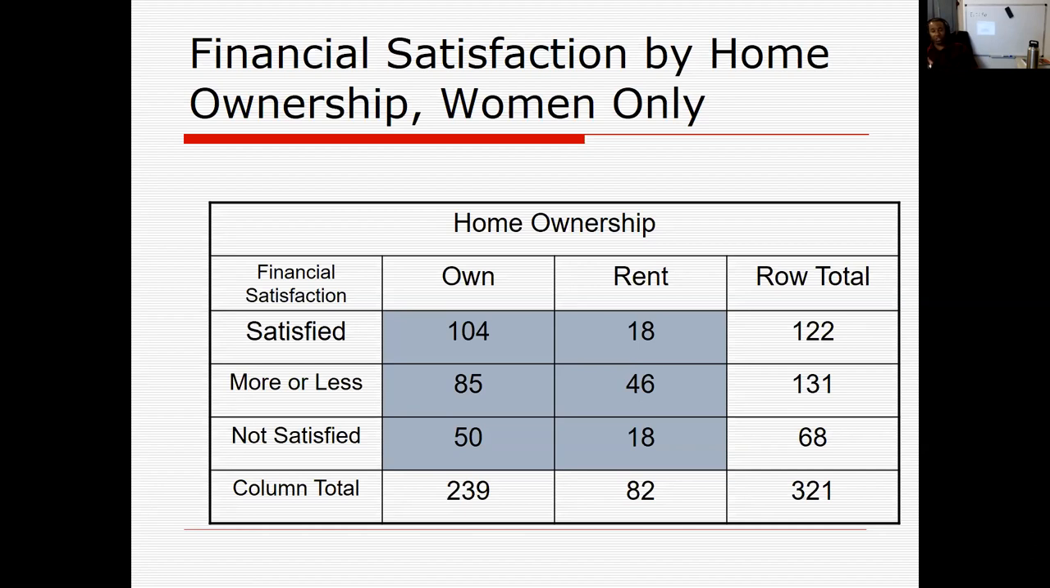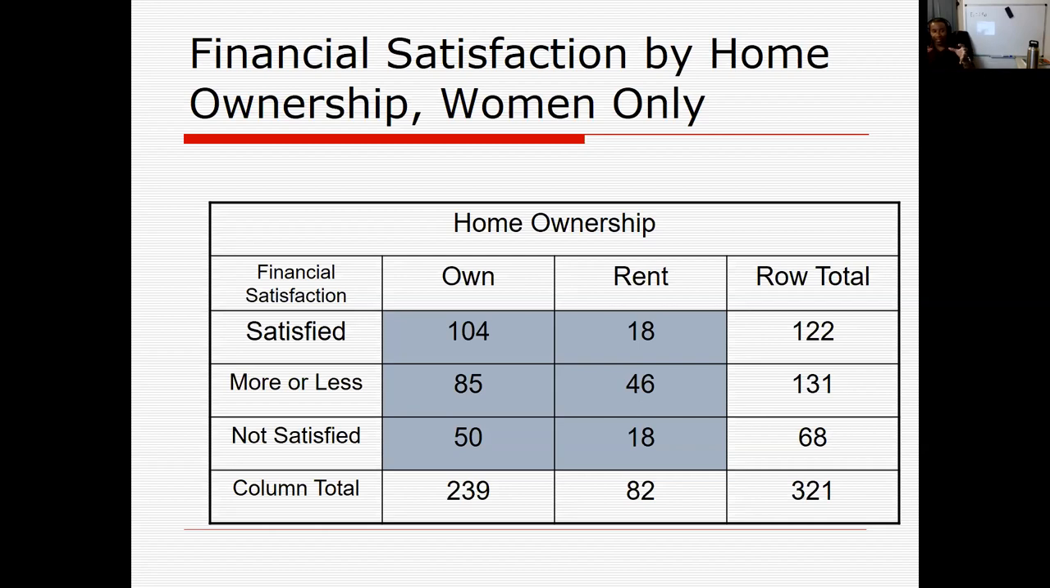Everybody still with me? Yeah. Cool. So we're going to predict that everybody's going to say they're more or less satisfied. And when I predicted that, I made errors because everybody didn't say more or less satisfied. Some people said satisfied. Some people said not satisfied. So I need to look at how many errors I made. How many errors did I make? 190, because 122 people said they're satisfied and 68 said they're not satisfied. 122 plus 68 equals 190. Everybody understand how we got E1? Yes. Good.